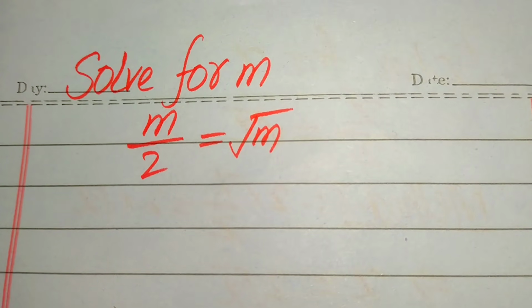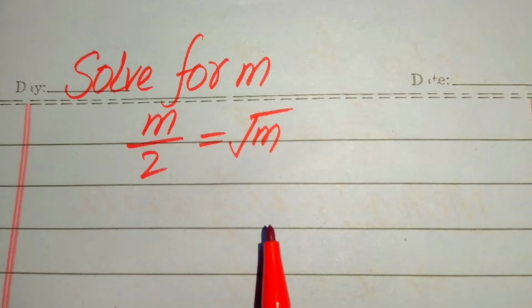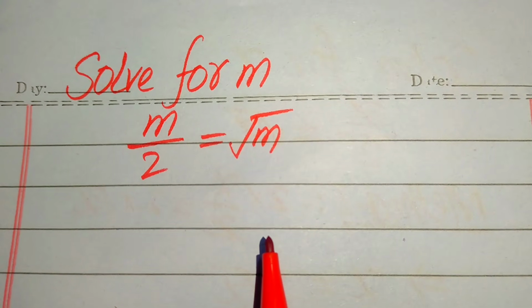So here we have m divided by 2 is equal to the square root of m, and we solve this problem for all the values of m. So here we solve this problem with two methods.